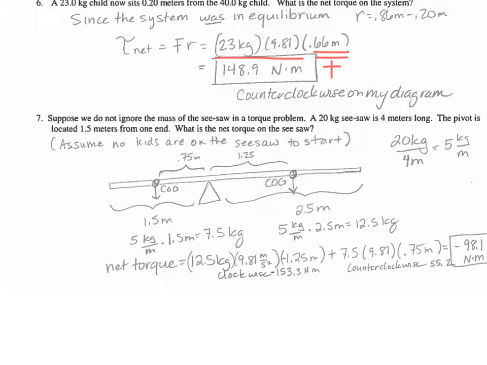One more example. Suppose we do not ignore the mass of the seesaw in the torque problem. A 20-kilogram seesaw is 4 meters long. The pivot is 1.5 meters from one end. What is the net torque on the seesaw?